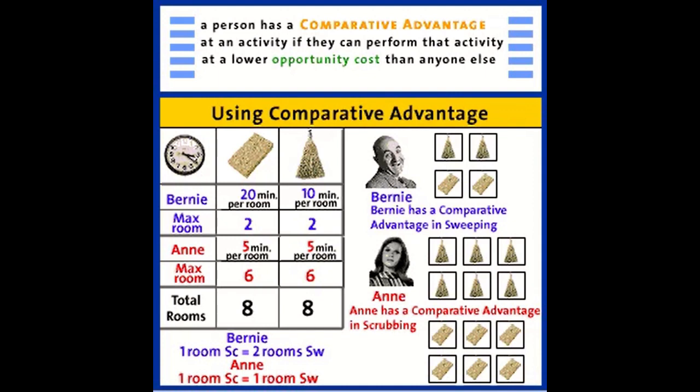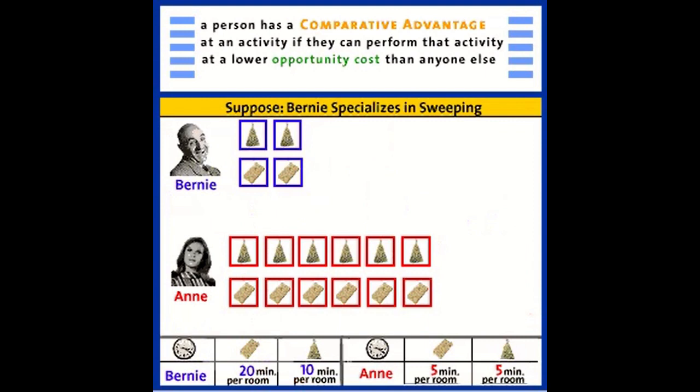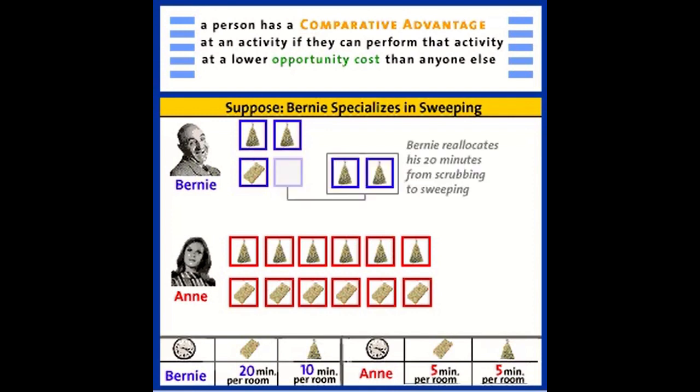So with his newly allocated time, Bernie adds 2 rooms worth of sweeping and loses 1 room worth of scrubbing. Well, now he's sweeping 4 rooms and scrubbing 1. So he needs a little bit of help here from Anne in order to make sure that he's getting a full house cleaned. What he does then is he offers to trade with Anne 2 rooms worth of sweeping, those newly created 2 rooms, and see if Anne will give him some scrubbing in exchange.